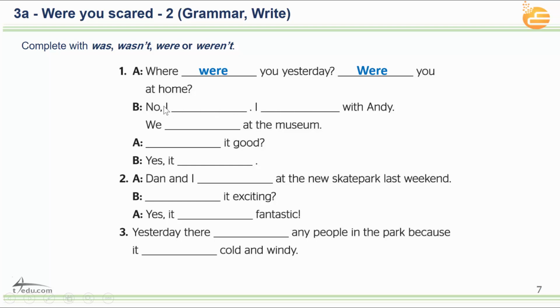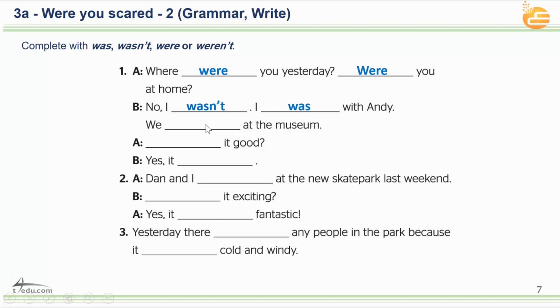Wasn't, exactly. No, I wasn't, because we said no. We have to put it in the negative. No, I wasn't. I wasn't with Andy. I was, exactly. No, I wasn't. I was with Andy. We were at the museum.